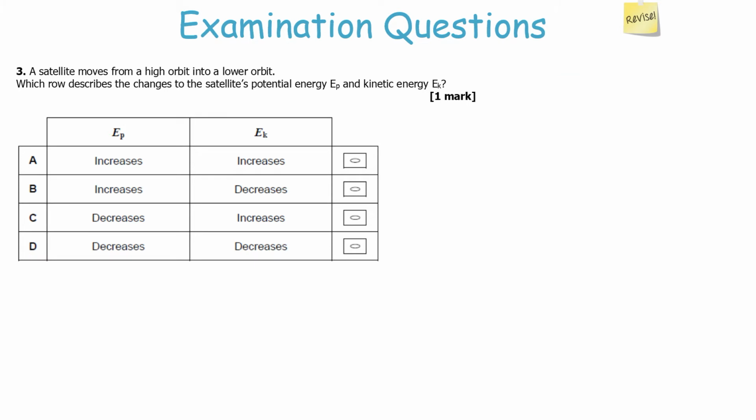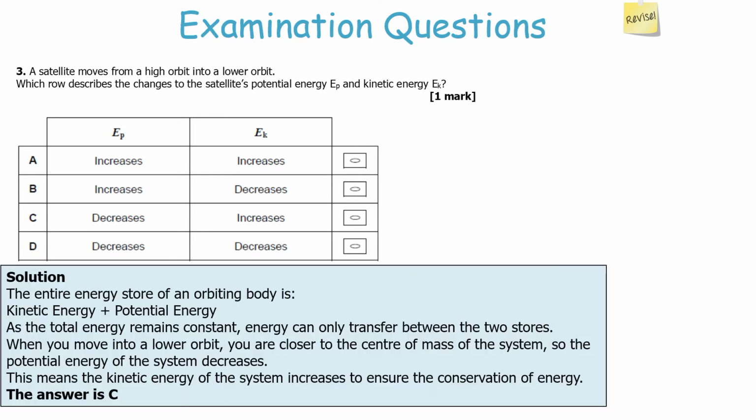Right, so you've got to be aware that the entire energy store of an orbiting body is the kinetic energy plus the potential energy. Now it's also important to note that as the total energy in an orbiting body remains constant, energy can only transfer between the two stores.